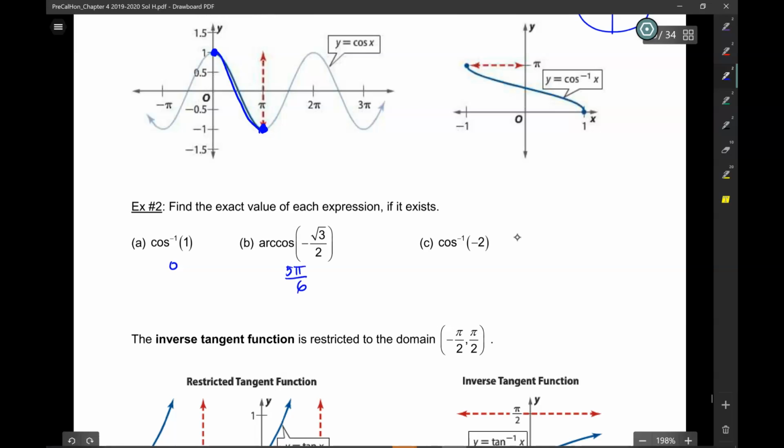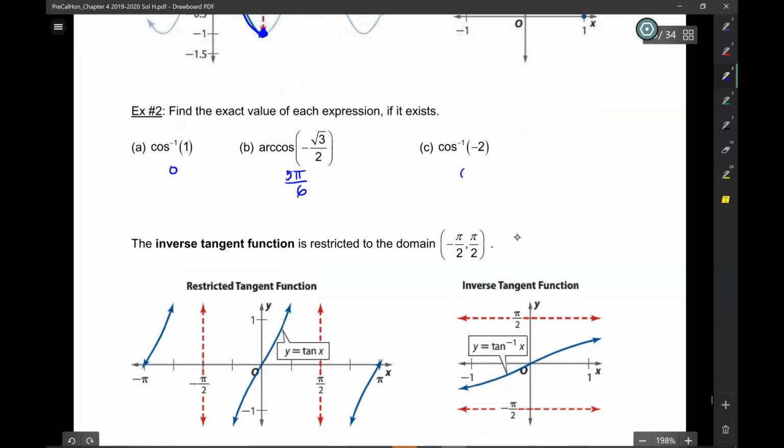How about the next one? Not possible, or no solution. It's out of the domain because this number must only be from negative 1 to 1.